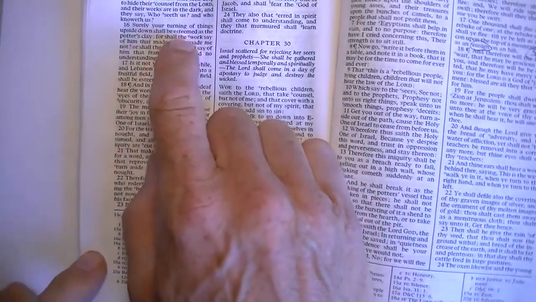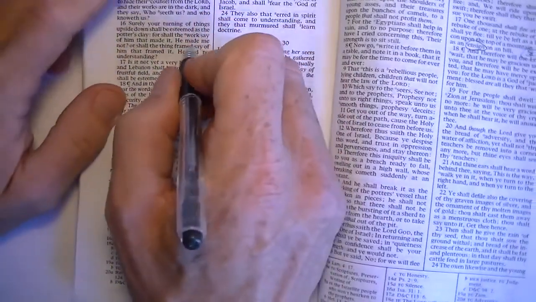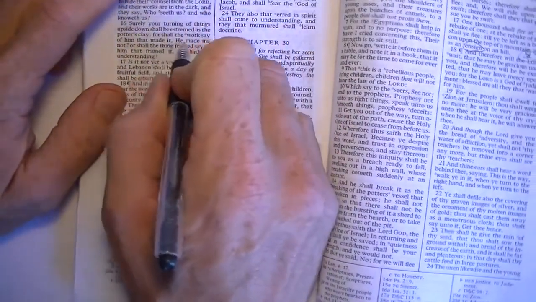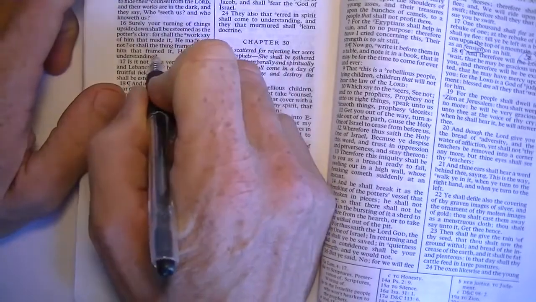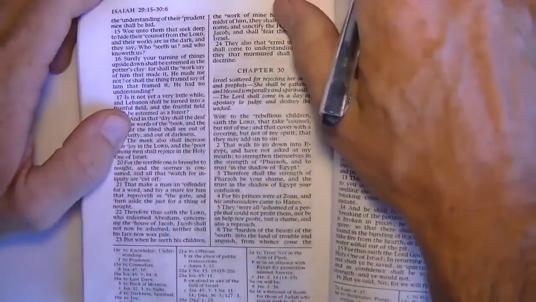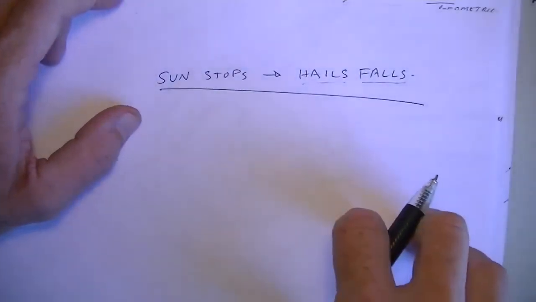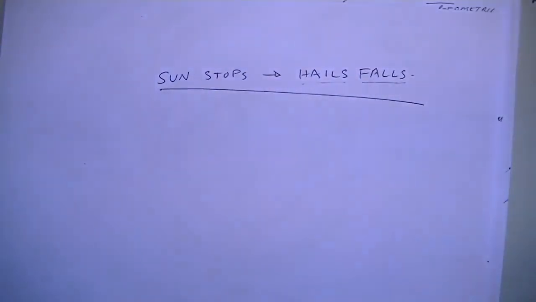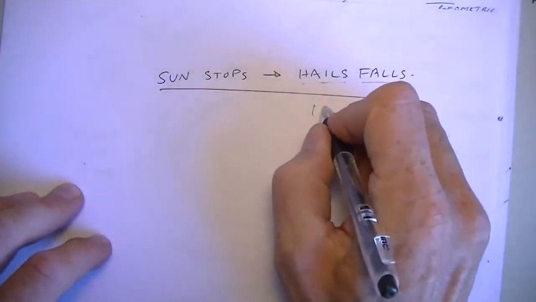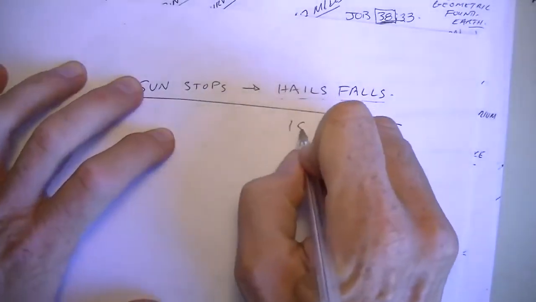"Surely your turning of things upside down shall be esteemed as the potter's clay. For shall the work say of him that made it, he made me not? Or shall the things framed say of him that framed it, he hath no understanding?" So basically, man has turned things upside down. Man has turned the world, the earth, the universe, inside out and upside down. Okay, going back to hail falling. Okay, we got Isaiah 28.